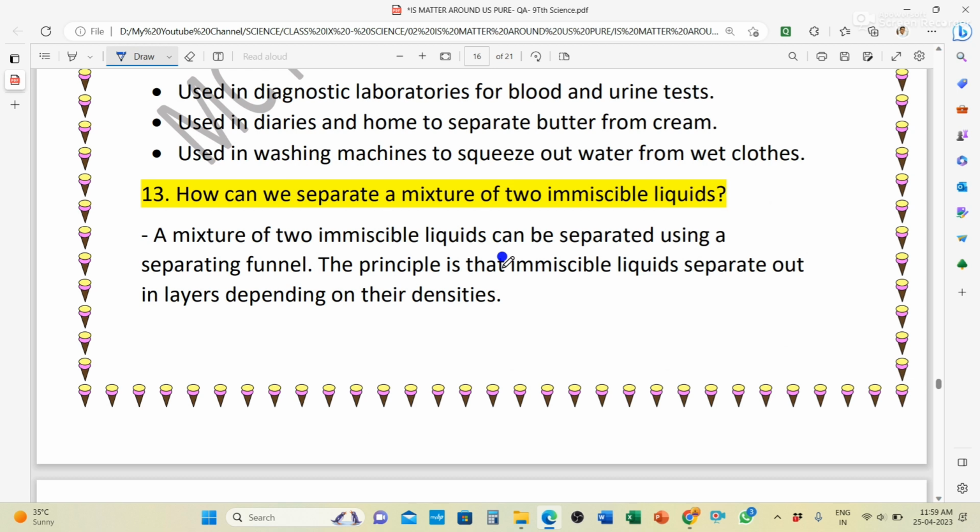Immiscible liquids means the liquids which cannot be mixed properly, right? So a mixture of two immiscible liquids can be separated using a separating funnel, like a mixture of oil and water. We can separate them by using a separating funnel. The principle is that immiscible liquids separate out in layers depending on their densities. So they will be arranged according to their density.